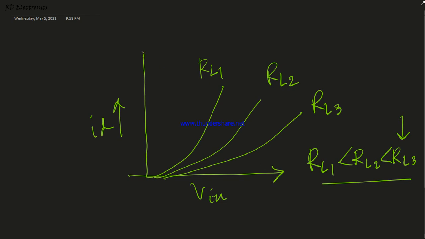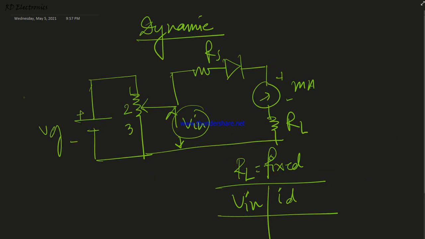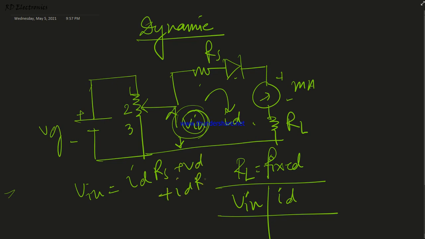Also we calculate the current formula according to KVL from this circuit. So according to KVL, what is the equation? V input equals, because in this circuit the current is ID, V input equals this drop plus this drop plus this drop. So V input equals ID into RS plus VD plus ID into RL.